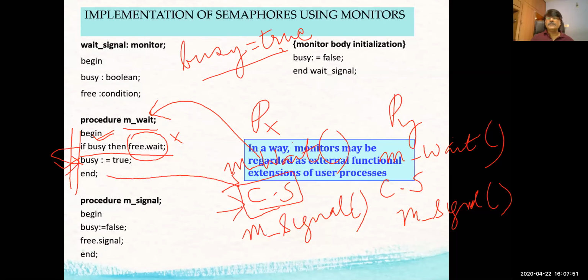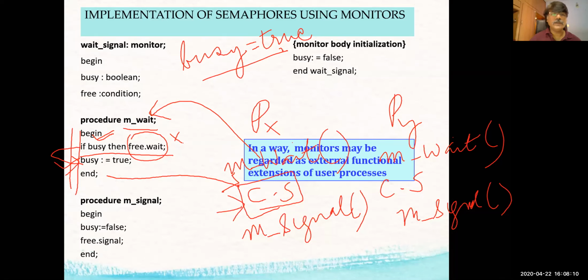So busy was false initially. Process X wanted to enter the critical section. Let us not take producer or consumer here. PX wanted to enter the critical section, and to enter the critical section, PX invoked a function mwait, which was in the monitor.